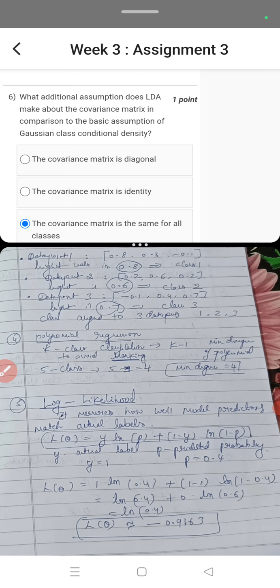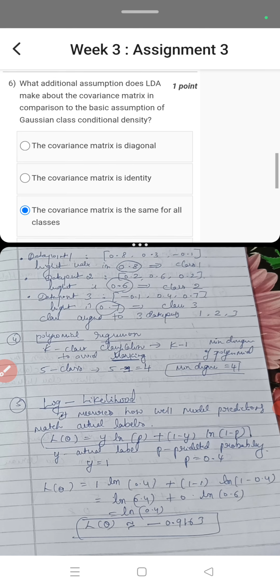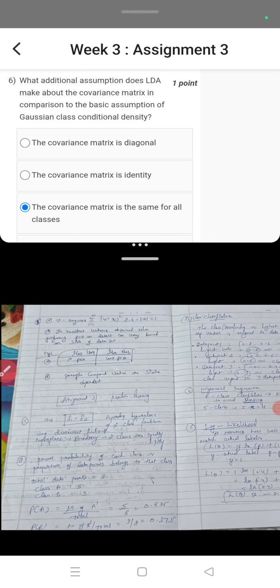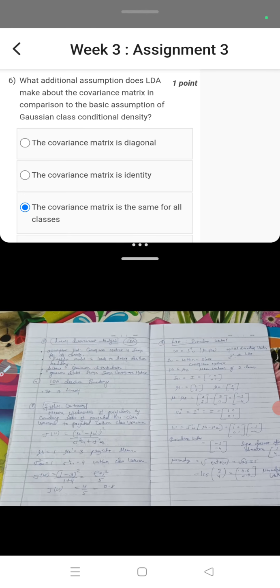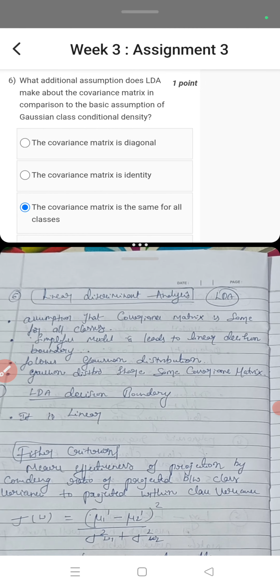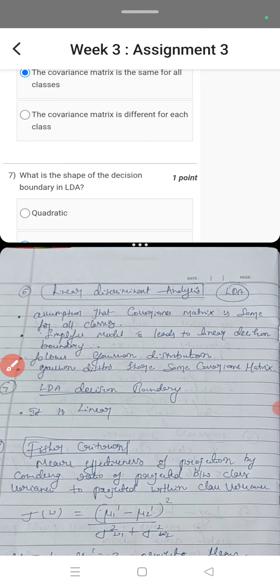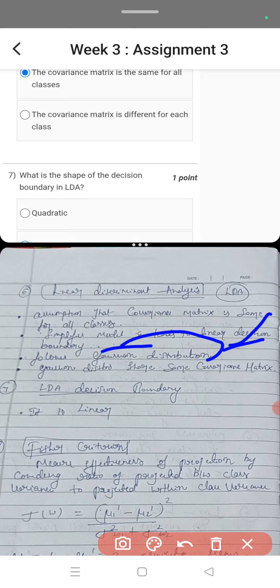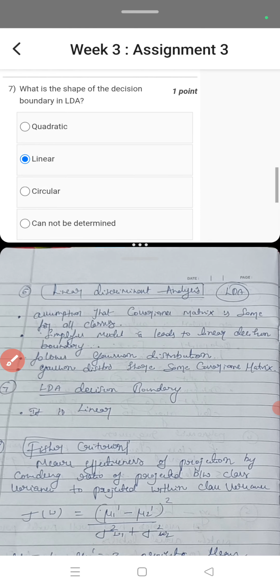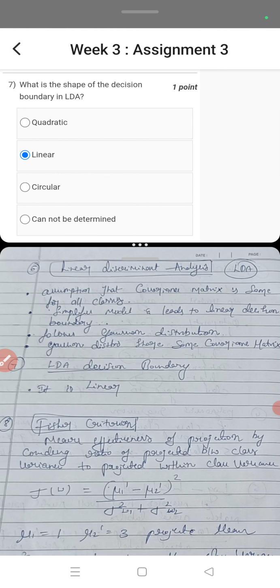Sixth one: what additional assumption does LDA make about the covariance matrix in comparison to the basic assumption? For linear discriminant analysis, the assumption is that the covariance matrix is the same for all classes. So that is the correct answer. Along with that, LDA simplifies the model and leads to a linear decision boundary. It follows the Gaussian distribution, and the Gaussians share the same covariance matrix. Seventh one: what is the shape of the decision boundary in LDA? It is linear.